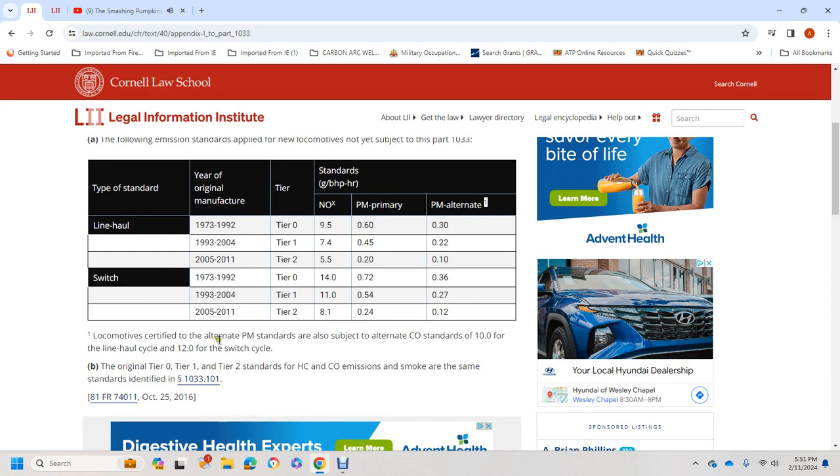Locomotives subject to the alternate particulate matter standards are subject to alternate carbon monoxide standards of 10.0 for line-haul and 12.0 for switch cycle. The original Tier 0, Tier 1, and Tier 2 standards for hydrocarbon, carbon monoxide, and smoke emissions are the same as the standards identified in 1033.101.